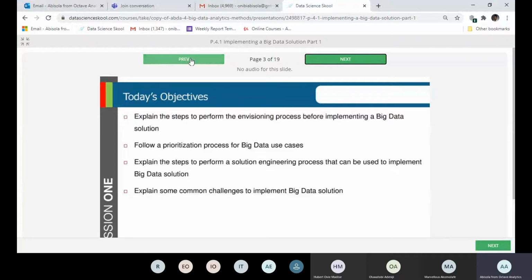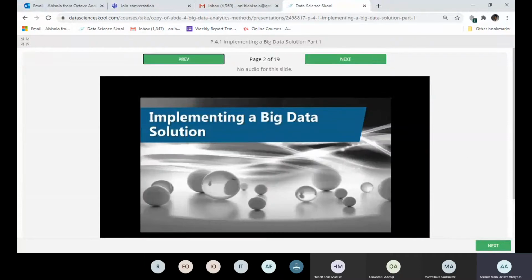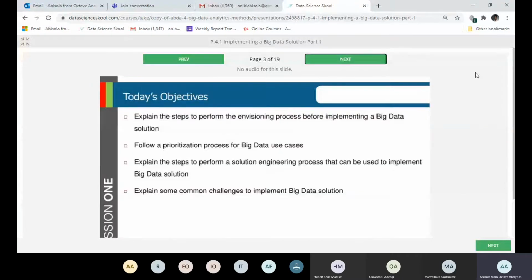Okay. So today we're going to be implementing a big data solution under module 4. Today we'll be able to envision the process you need to go through before implementing a big data solution. So you want to implement a big data solution for a company, and you've learned some skills over time. For example, you know how to use R to an extent, you still learn how to use R properly, definitely.